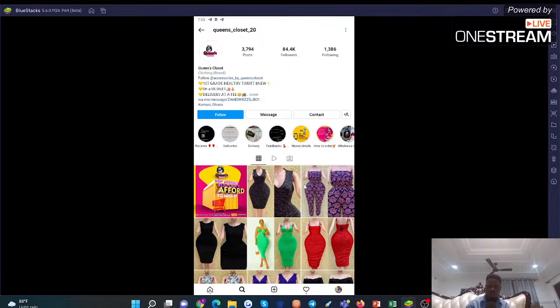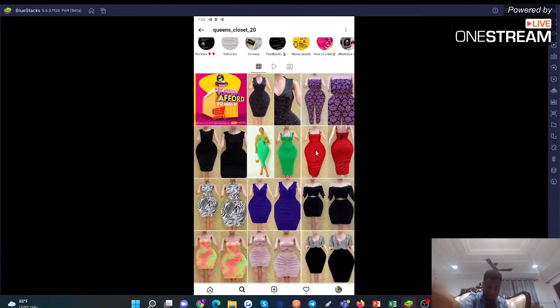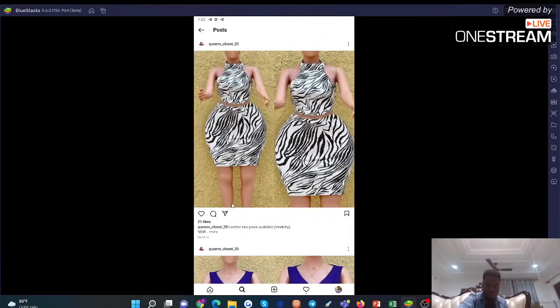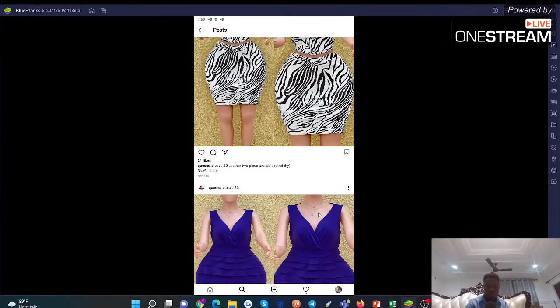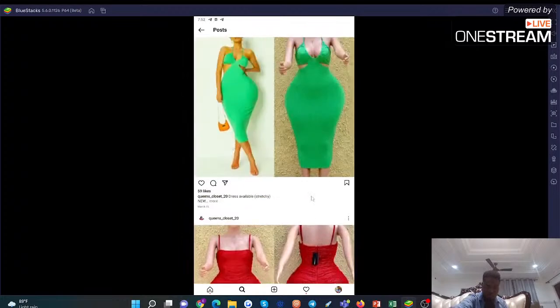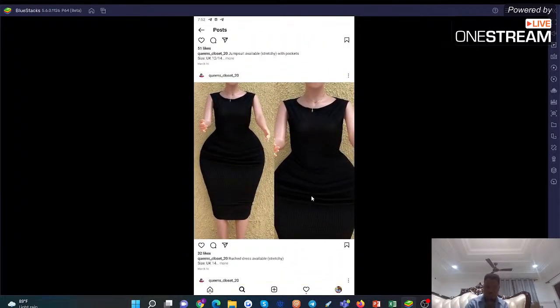So she went and bought a mannequin. This wasn't even the original mannequin, the first one. If you scroll down, you see them all. So she went and bought a mannequin and then worked on a good background. And then she took the pictures and posted.